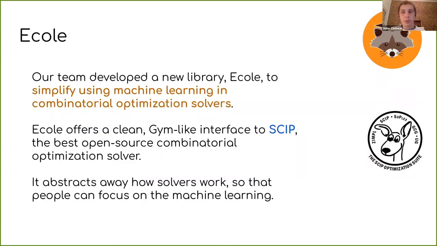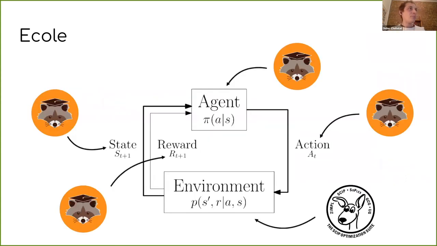So the new library that we're designing is basically something very similar, something that's kind of an OpenAI Gym for combinatorial optimization. It offers a very clean gym-like interface to SCIP. So we decided to build it on top of the best open source solver. And it abstracts away how solvers work so that in principle, at least, people can focus on the machine learning. Perhaps the best way to look at it here is that SCIP is really the environment in this setup, and Ecole offers you a nice interface to observe the state, the rewards, the actions, and the agent.